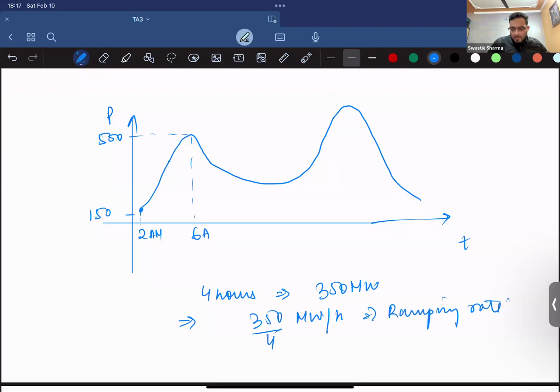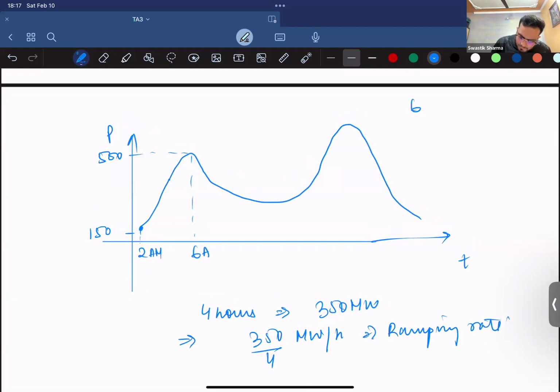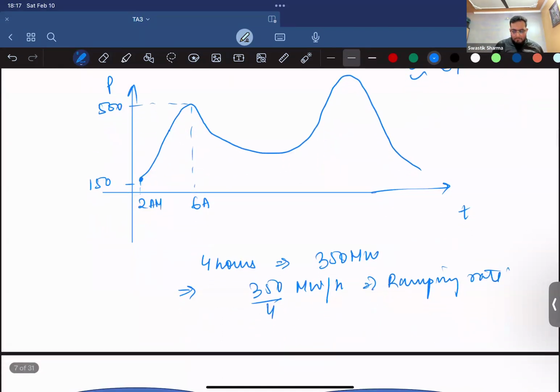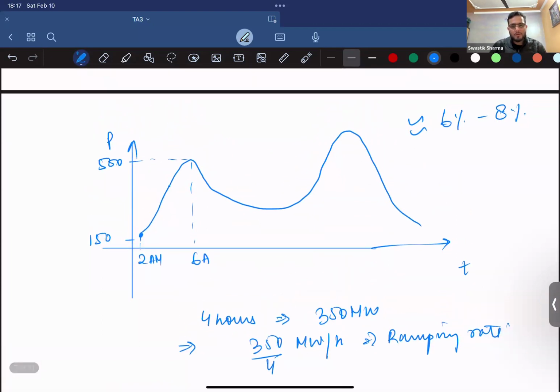Currently, coal-based plants have a ramping rate of approximately 6% to 8% of their total power capacity in an hour. So this ramping rate is quite huge. To be able to manage this is difficult from coal-based power plants, but it's easier from hydro-based power plants, because you have water at reservoirs, you just need to feed it through the piston to your turbine. So you can increase it quickly.